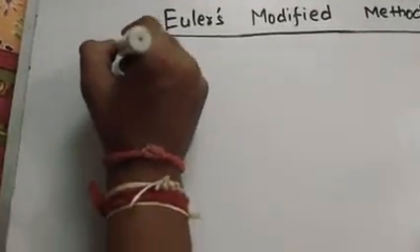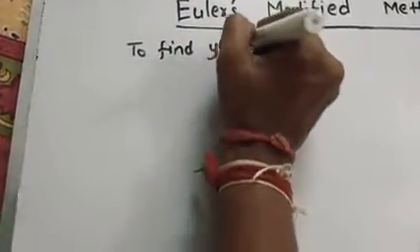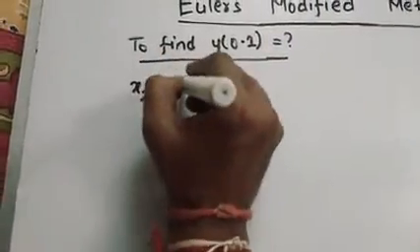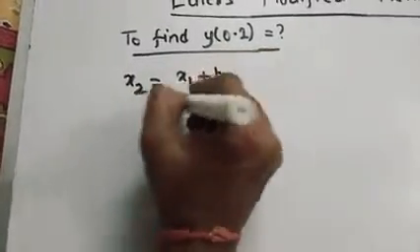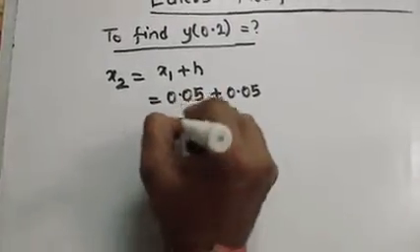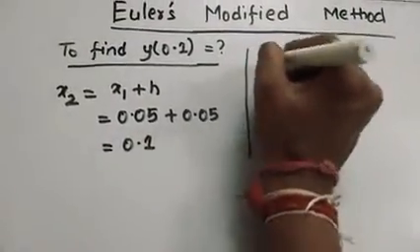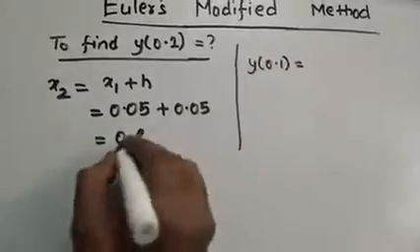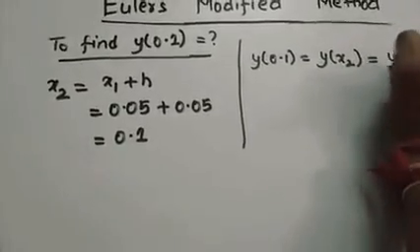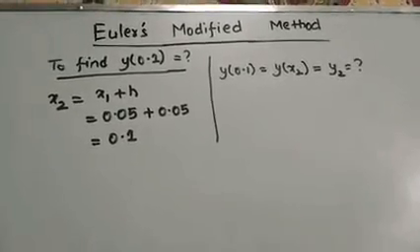Now, to find y of 0.1, this was the second part of the question. Okay, so first of all let us find x2. x2 will be, by the formula we know, x1 plus h. x1 was 0.05 and h was 0.05, and adding them we get 0.1. So we have to find y of 0.1, and 0.1 we got as x2, and y of x2 can be written as y2. So what we have to find basically here? y2. So all the left hand side will be our y2.